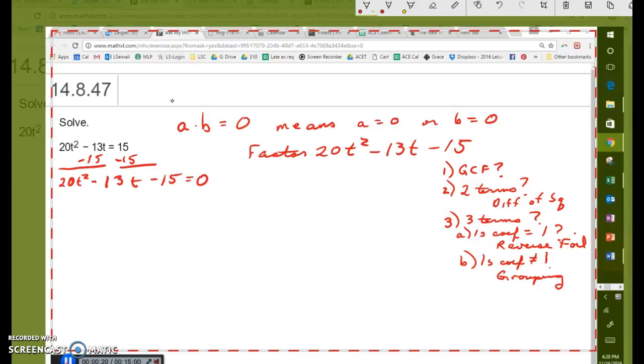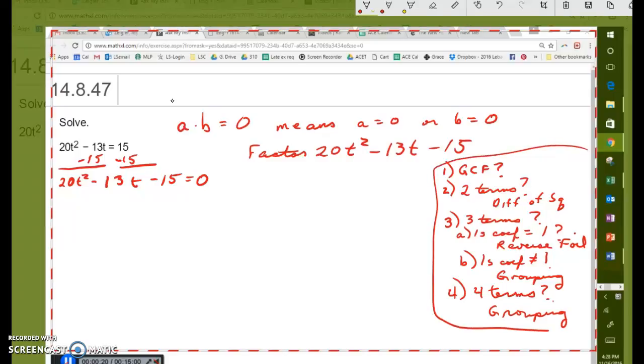And then the fourth question you would ask, if you haven't answered your question yet, is, are there four terms? And if there are four terms, you would try grouping. So you need to know all of this for factoring. And really, you should have learned this already in the previous section. Okay, here's how you do grouping.